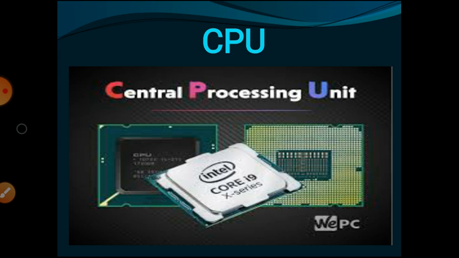We all know about the CPU. The CPU contains main blocks: the ALU, the control unit, and memory. The ALU means arithmetic and logical unit, CU means control unit, and there is a memory block which contains RAM as well as ROM memory.